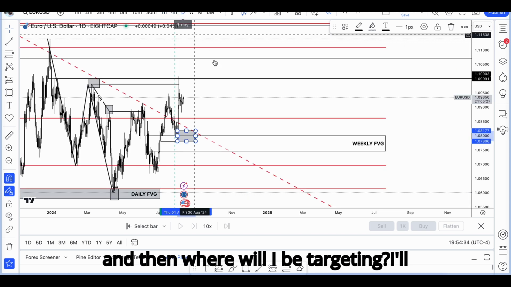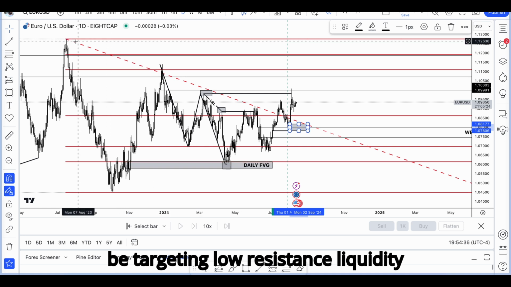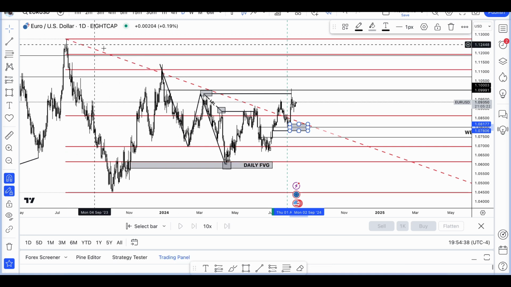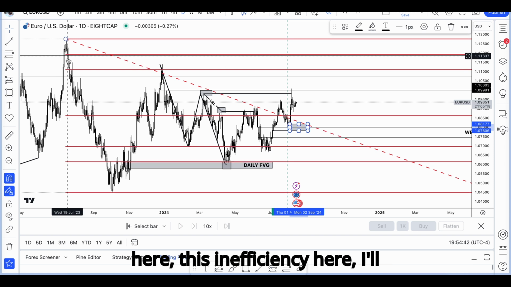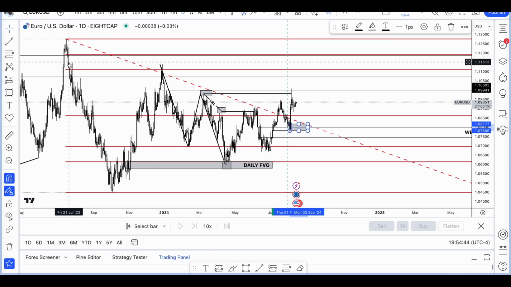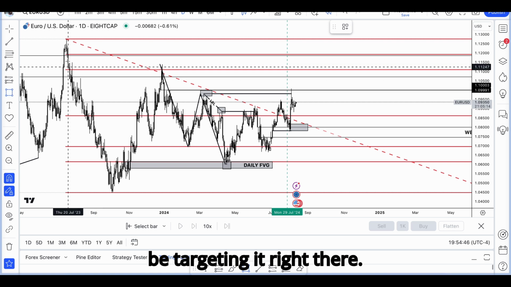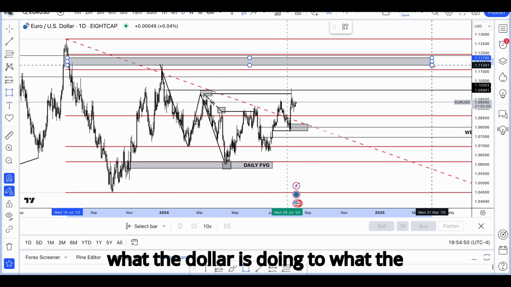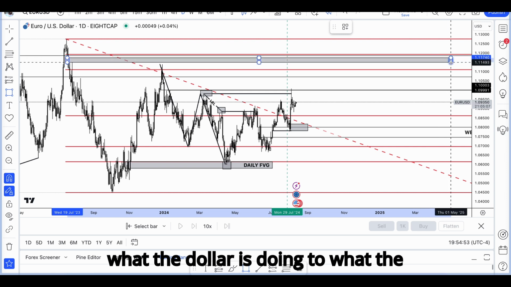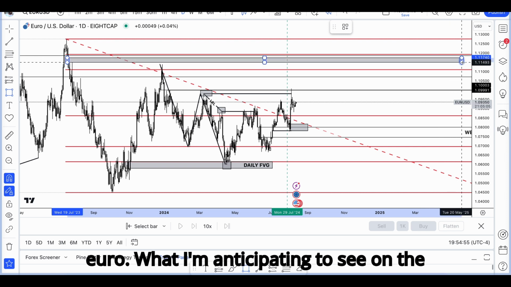And then where will I be targeting? I'll be targeting low resistance liquidity here. I'll be targeting inefficiency here. This inefficiency here, I'll be targeting it right there. So you can see how I scaled from what the dollar is doing to what I'm anticipating to see on the euro.